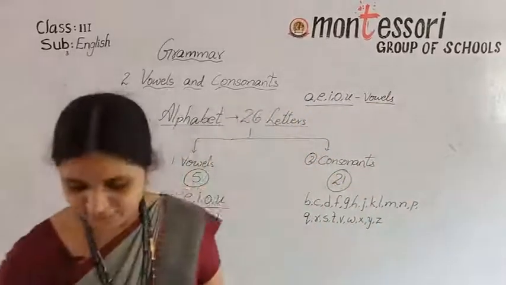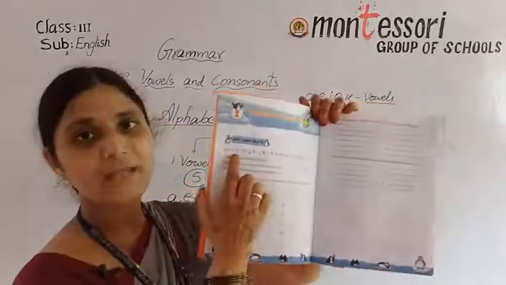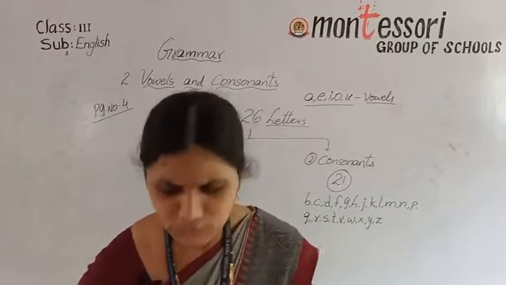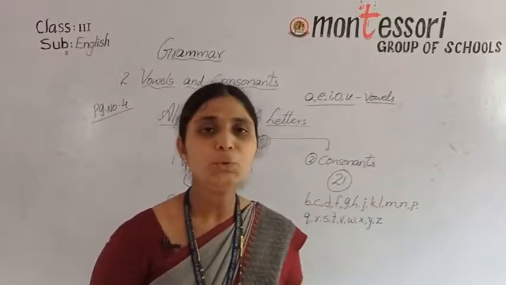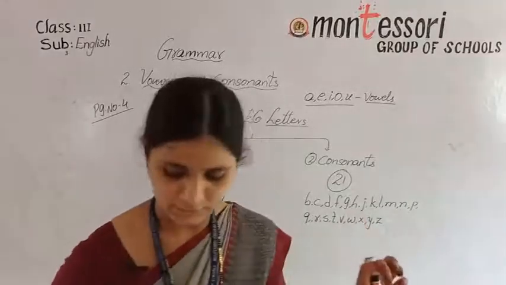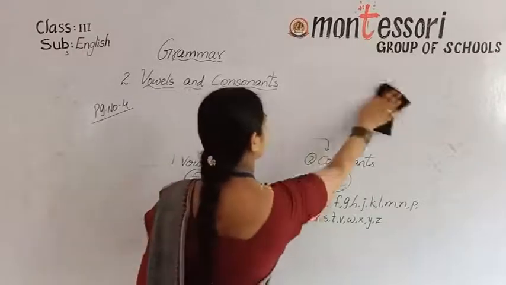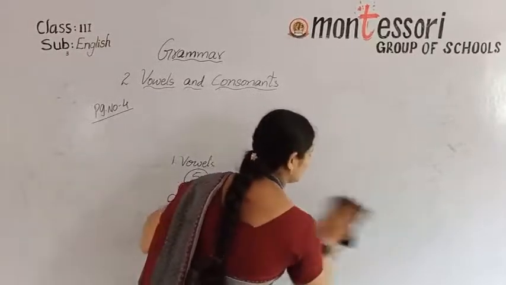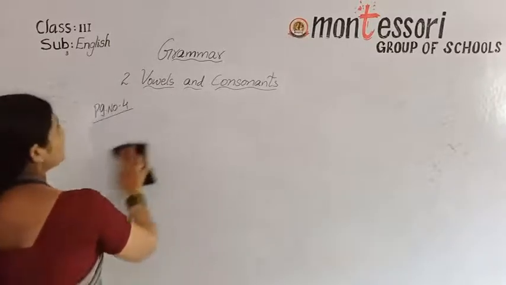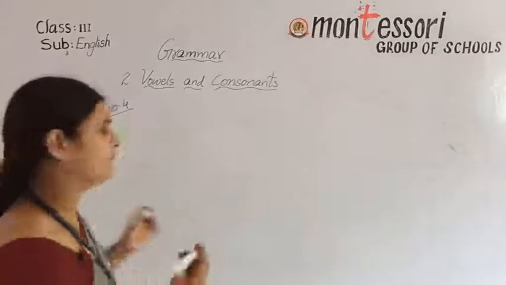See, to show the difference, they have highlighted the vowels. Now, see, I'll give you some words on the board. You have to say what the first letter is, whether it is a vowel or consonant. Identify the first letter, whether it is a vowel or consonant. I'll write our school name first.